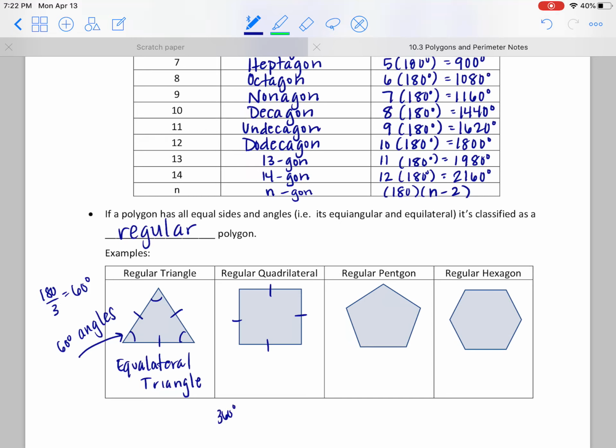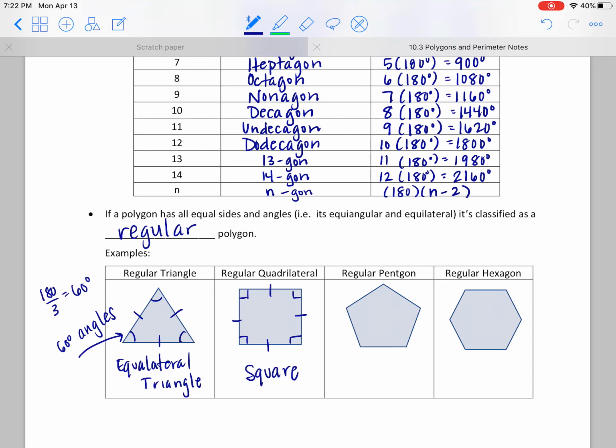So if we take 360 degrees total in a quadrilateral and divide by 4 equal angles, then each of those has to be 90 degrees. So if we have a quadrilateral with 4 equal sides and 4 90-degree angles, then we can also call this regular quadrilateral a square. Okay, so a square is another name for a regular quadrilateral.